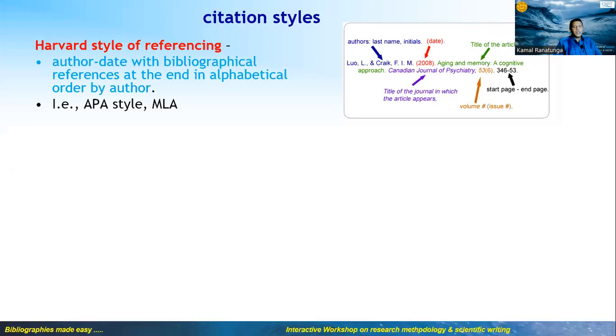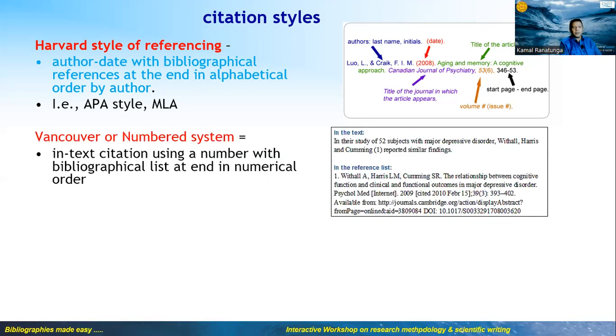And all the other bibliographic styles, something like APA, MLA, and many journals or universities use some form of Harvard style referencing, right? So that is the first one, the Harvard style. Then the second one is called the Vancouver or numbered system. So this is the second type of citation style, the Vancouver or the number style.